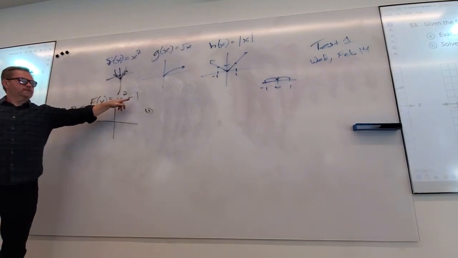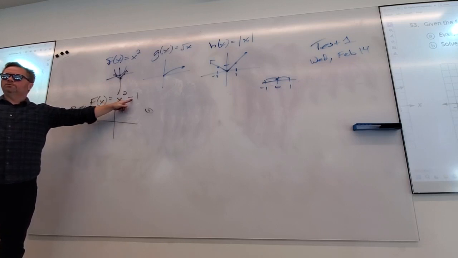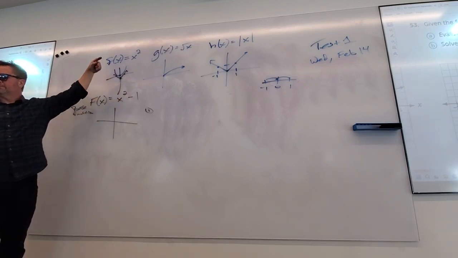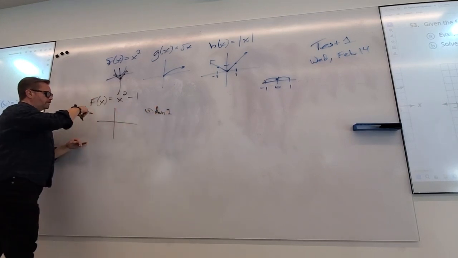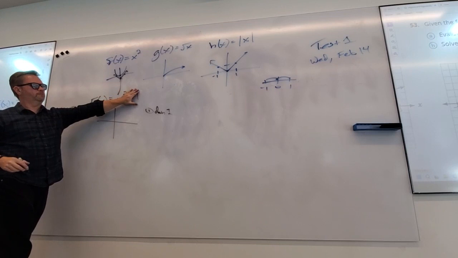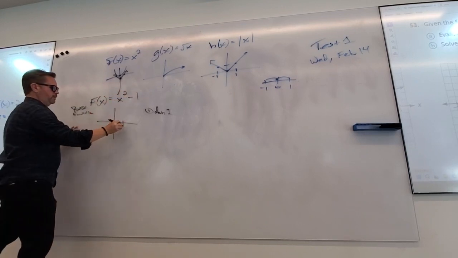What did we just say that this is? How would I move this function? Downward. So I say list the transformations. What would the base function be, without the transformation? It would be this.